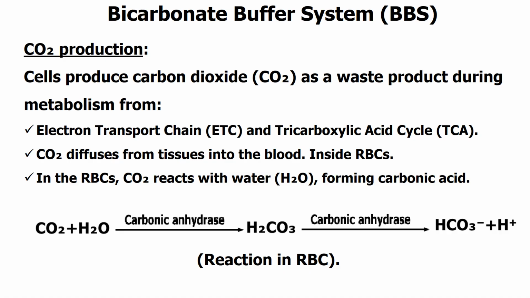First of all, let's look at the carbon dioxide production in cells. Cells produce carbon dioxide as a waste product during metabolism from the electron transport chain and tricarboxylic acid cycle. Of course, you are familiar with this. Now, the carbon dioxide diffuses from tissues into blood. Inside the red blood cells, it reacts with water forming carbonic acid, as shown in the equation below. You can see it. And that reaction is catalyzed by carbonic anhydrase inside the red blood cell.